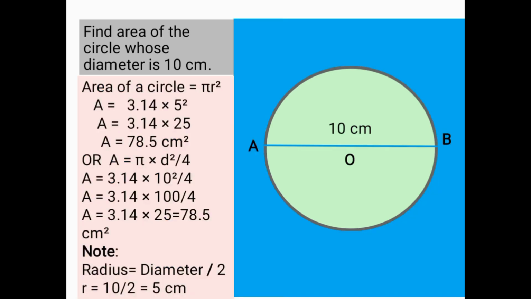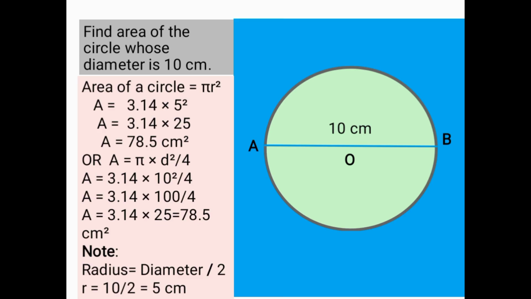Question 4. Find area of the circle whose diameter is 10 centimeters. Area of a circle equals pi r square. A = 3.14 times 5 square. A = 3.14 times 25. A = 78.5 centimeters square.